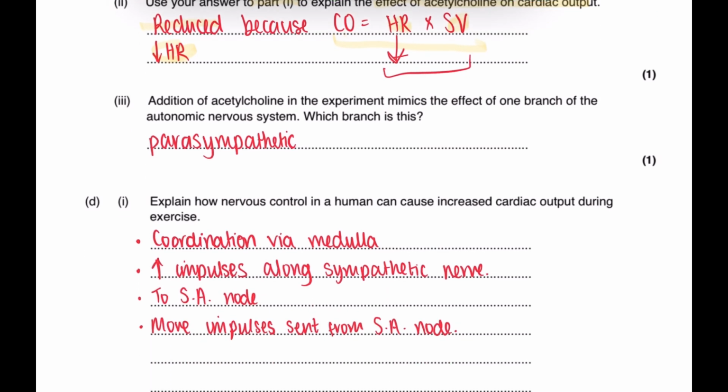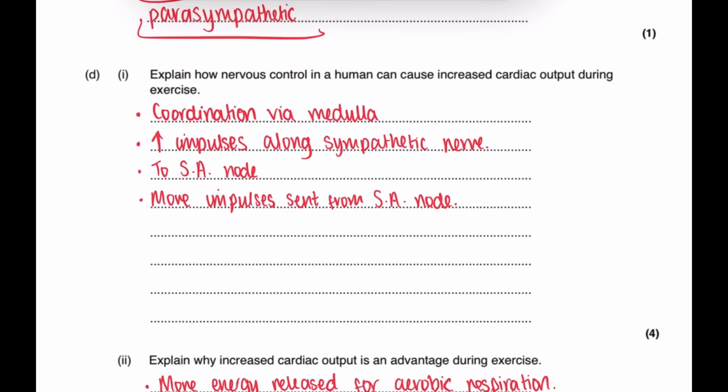Addition of acetylcholine in the experiment mimics the effects of one branch of the autonomic nervous system. What branch is this? Because it's autonomic, this is the parasympathetic. Explain how nervous control in a human can cause this increased cardiac output during exercise. This is because of coordination via the medulla, which is in the brain. This is the cardiac center.